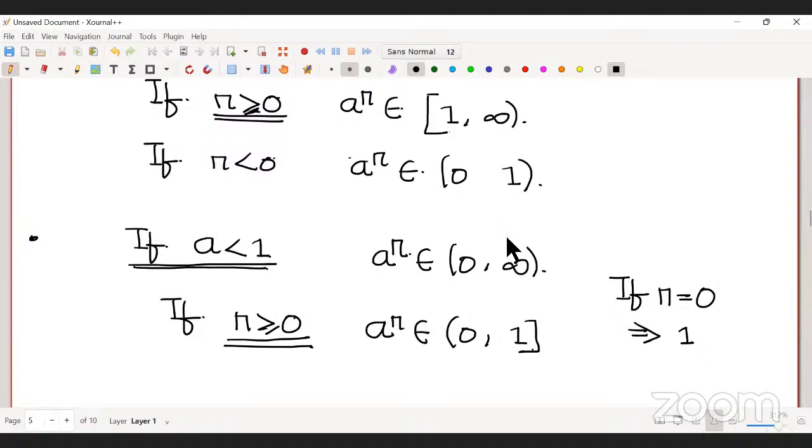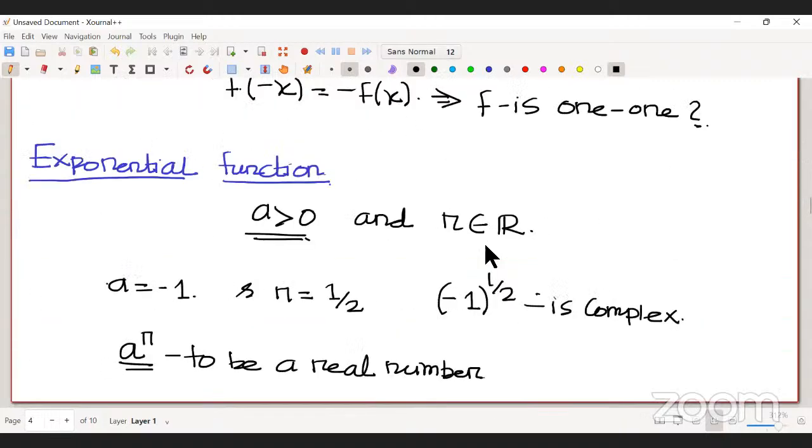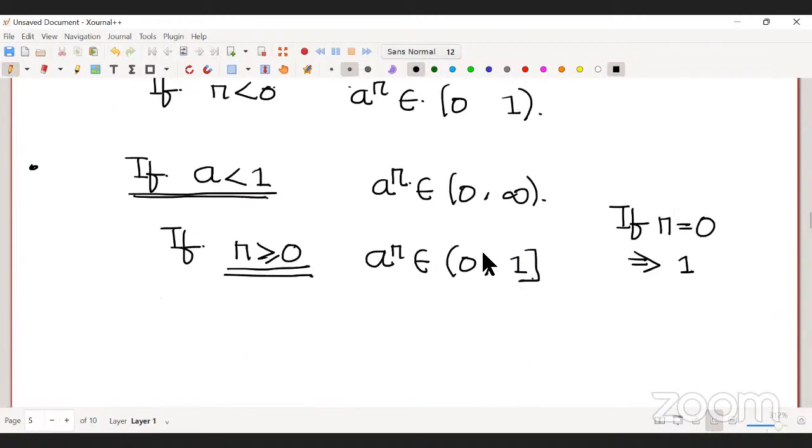If a is greater than 0 and less than 1, a is always greater than 0, that is the first condition. So the next condition is, what about if r is less than 0? 1 to infinity. Correct.